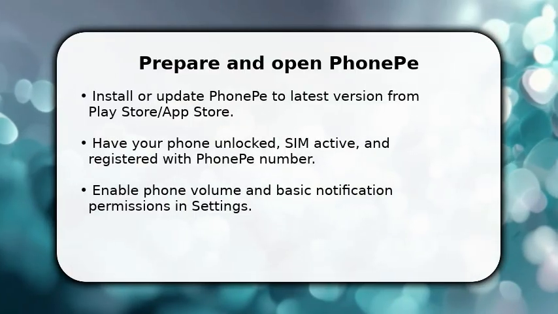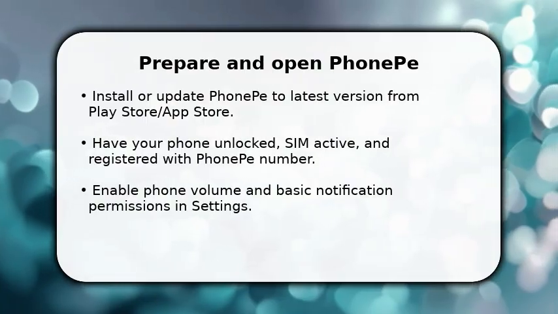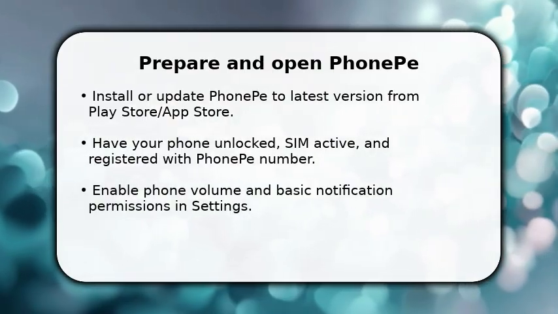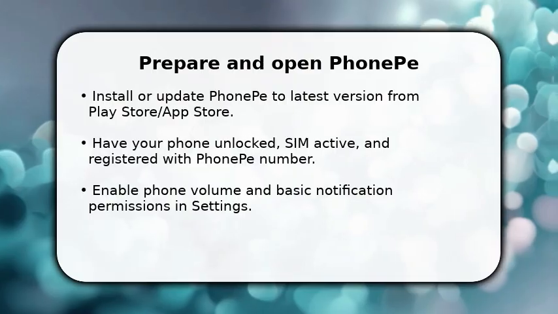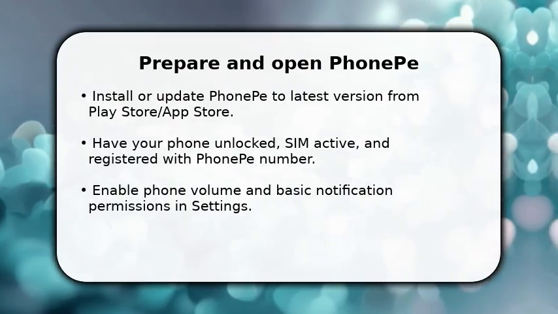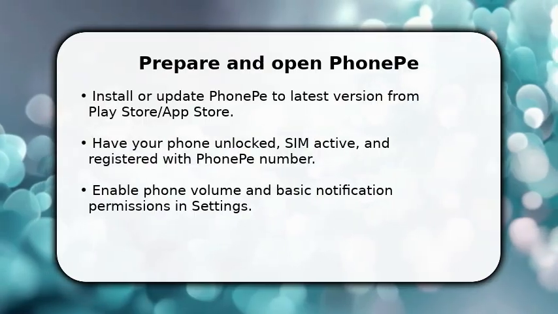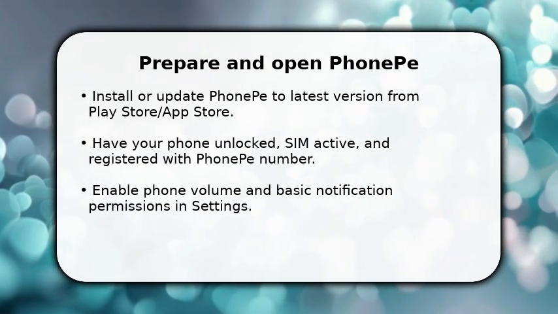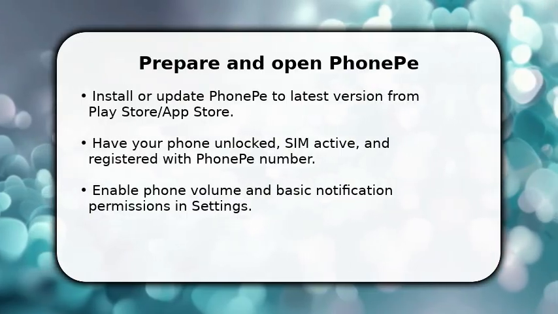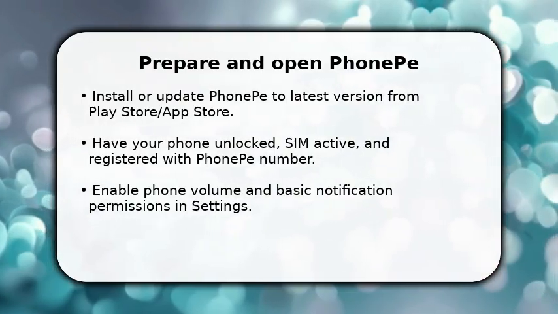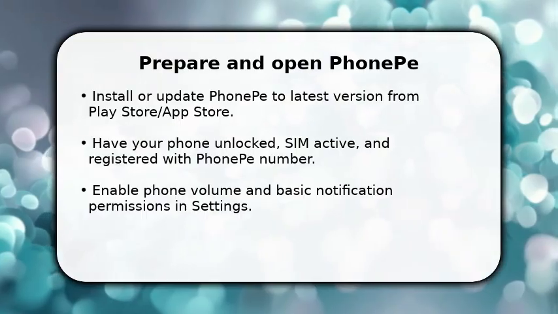You start by making sure PhonePe is updated and your number is active. This avoids missing features. Once done, open PhonePe and sign in using your registered mobile number and OTP so the app recognizes incoming notifications.